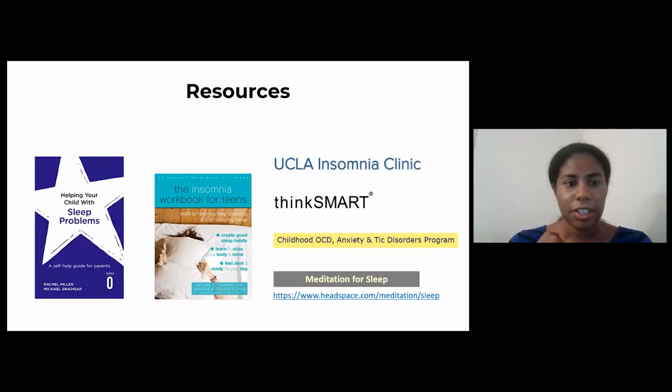And then here are some resources. Helping Your Child with Sleep Problems: A Guide for Parents, The Insomnia Workbook for Teens. We do have a UCLA insomnia clinic, which is affiliated with the Sleep Disorders Center. I believe that they are working with adults. And then we also do have a Think Smart program.